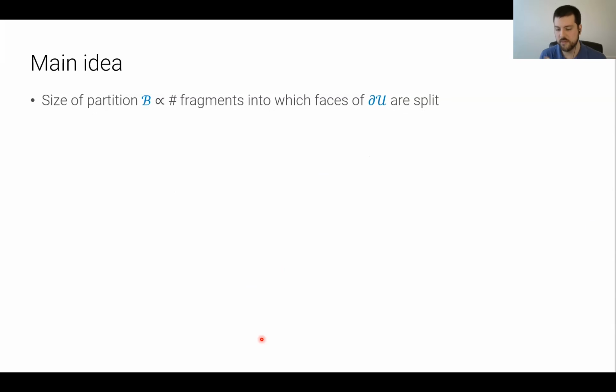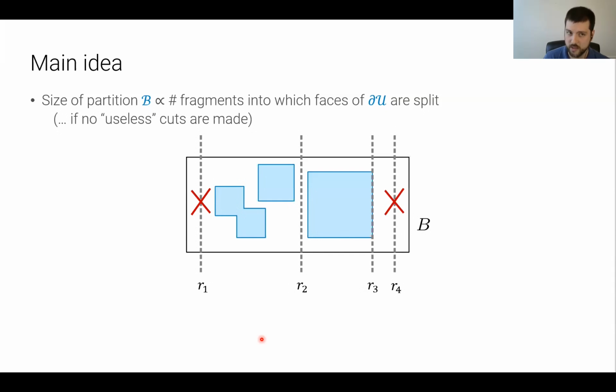Right. So the main idea for the analysis, or to work towards bounding the size of a resulting partition, is that we have this relationship between the size and the total number of fragments in which any of the faces are split. This comes with a caveat. We have to be a little particular about what kind of cuts we're allowed to make. So we'll mention that here, and then we'll kind of ignore this point as a technicality throughout the rest of the description of the algorithm.